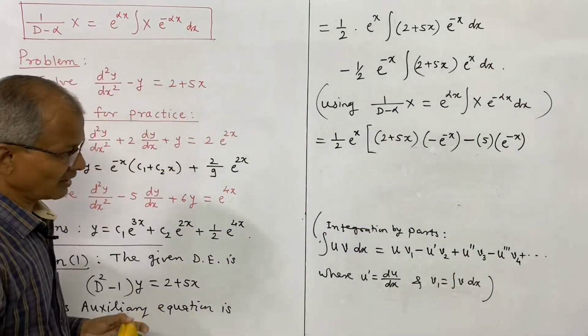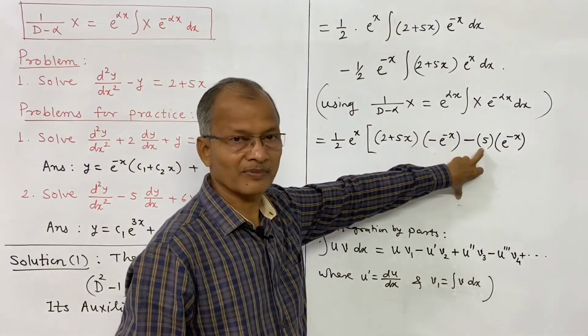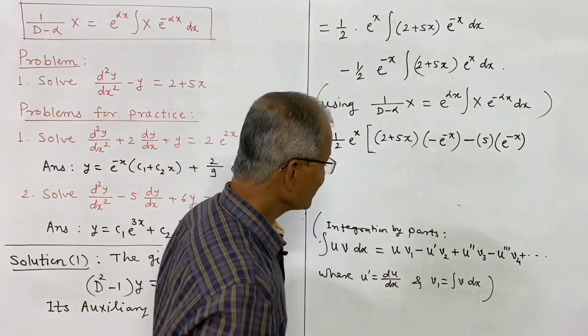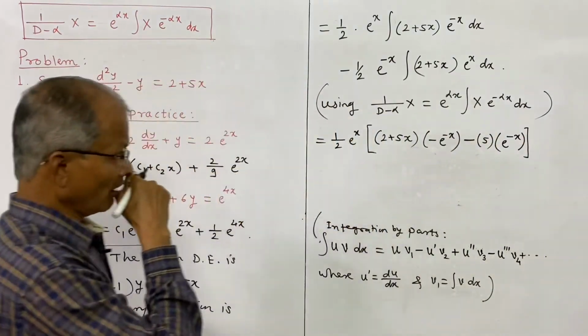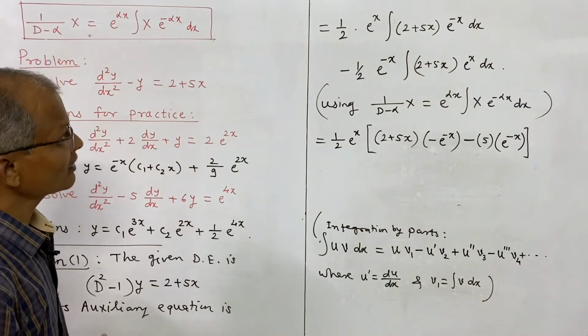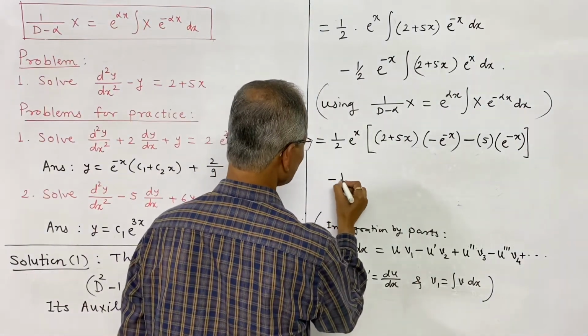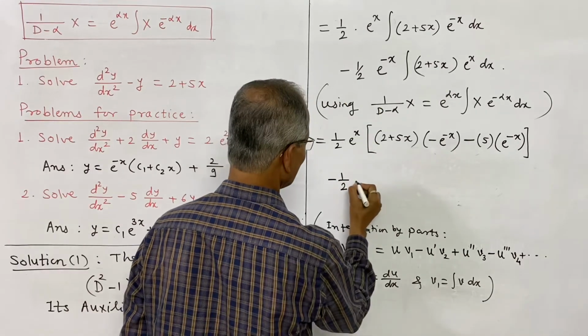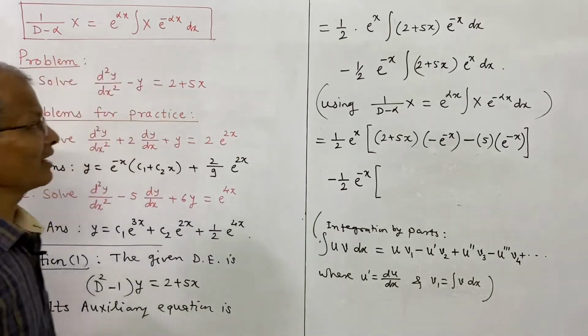Now what will be the next term? The derivative of the first is 0. So this much is the integration of the first. Now next is this function. It is minus half e power minus x.